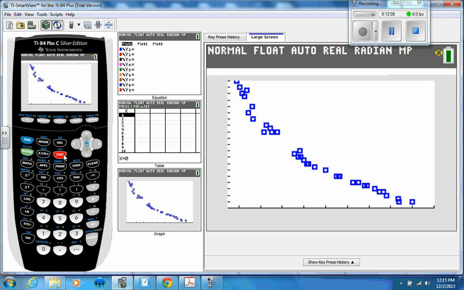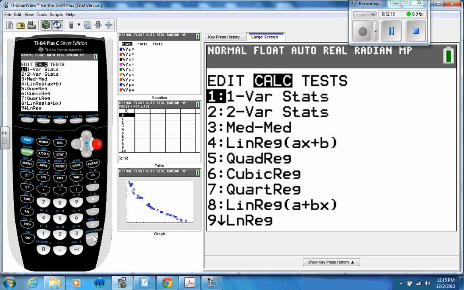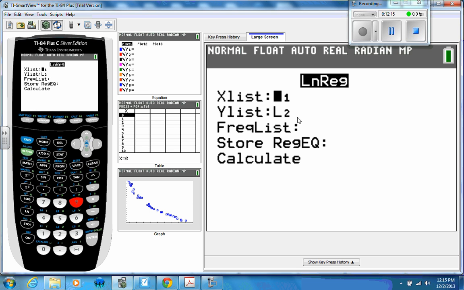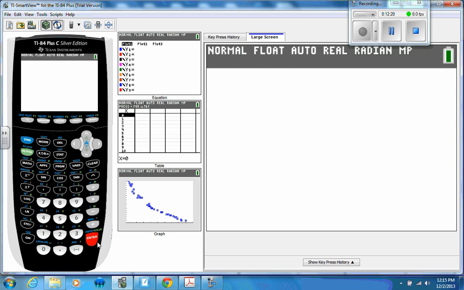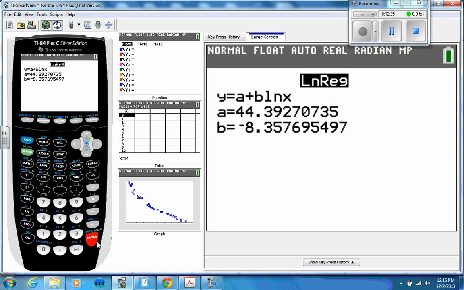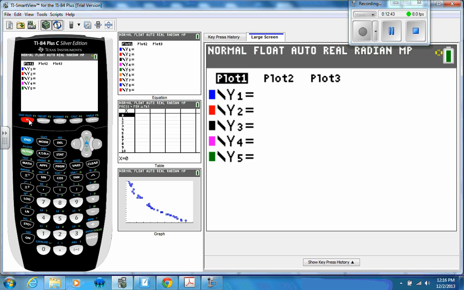If I go to stat, if I go to calculate, and I go down to my LN regression, or just hit 9, and I go hit enter again to calculate it. Okay, it's thinking. It's going to give me the equation right away. So your equation is y equals 44.393 plus, or pardon me, minus, because b is negative again, negative 8.3577 ln of x.